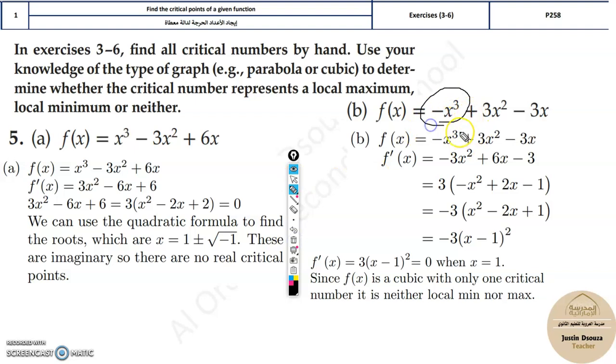So what to remember over here? Whenever you have x to the power 3, you derive it, it'll be x to the power 2, and you must have two critical numbers. But in certain cases, you will have only one critical number. So now, which is this function? A cubic function. A cubic function with only one critical number has neither a local maximum nor a local minimum. So this is very important to remember. There is one critical number, that is neither, and that is the solution.